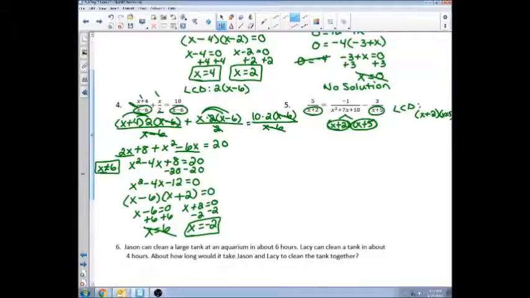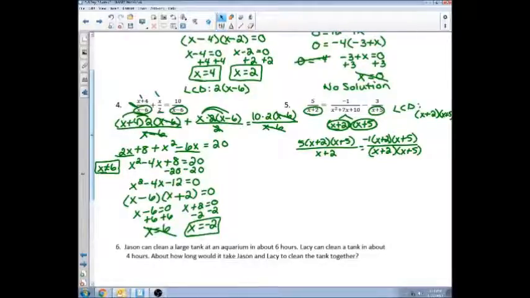Since that is my LCD, I need to multiply that by every numerator I have, so it'd be 5 times x plus 2, x plus 5, over x plus 2 is equal to negative 1 times x plus 2, x plus 5, over x plus 2, x plus 5. I want to keep that second denominator in its factored form. I don't want to rewrite it as x squared plus 7x plus 10. I'm going to go ahead and move some of these over. Give me 1 second.